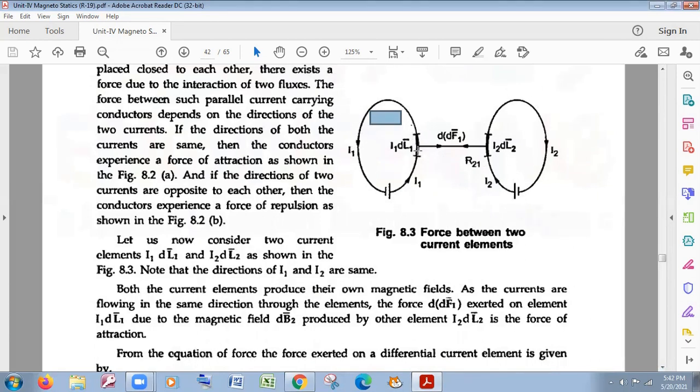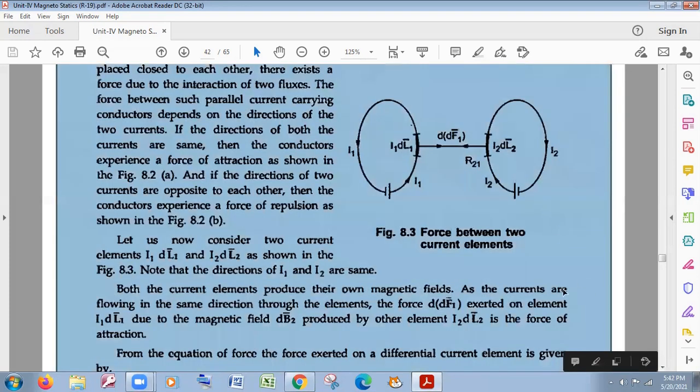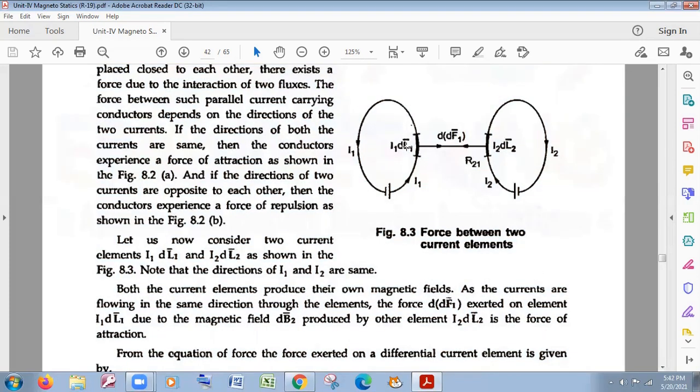A small differential length element in the first conductor is I1 dL1 bar, and in the second conductor it is I2 dL2 bar. The distance between these two is R21. From here we are taking R21, and from here you can take R12, from 1 to 2 that is R12, and from 2 to 1 that is R21. The direction is the same, the distance is the same. Either you start from 1 to 2 or 2 to 1, both are the same.